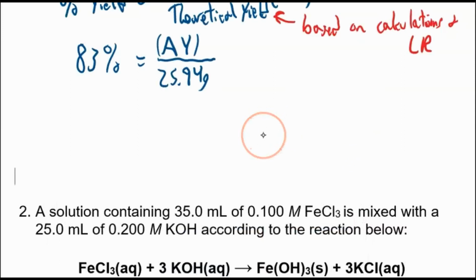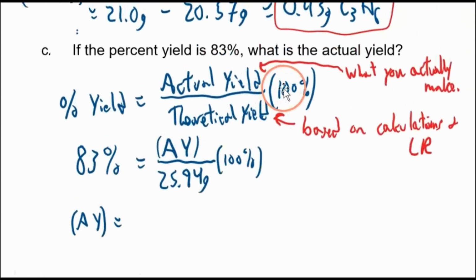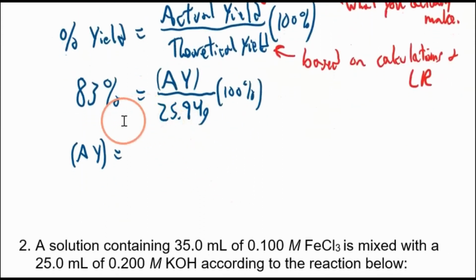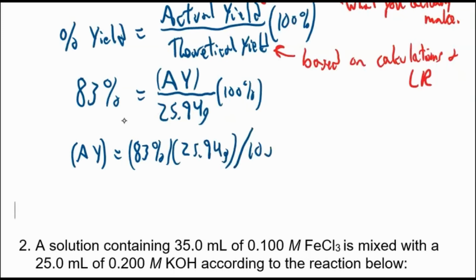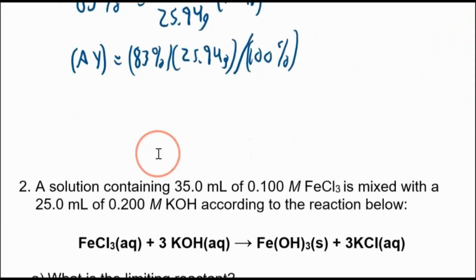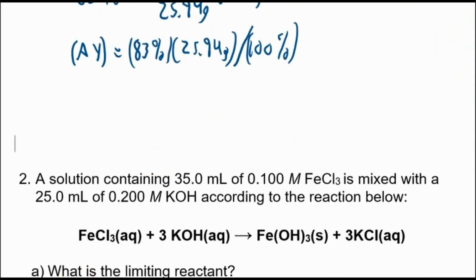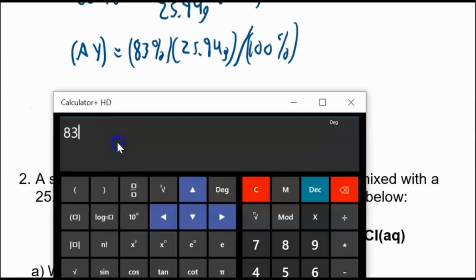All right, so plug that in. I'll do the algebra actually just so you see it. If we solve for the actual yield, it's going to be equal to, oh, this is times 100%. The equation has 100% here, so I have to put the 100% here. So the actual yield equals 83% times 25.94 grams divided by 100%. That way our percent cancels out and we're left with grams. 83 times 25.94 divided by 100. And our actual yield is 21.5 grams.